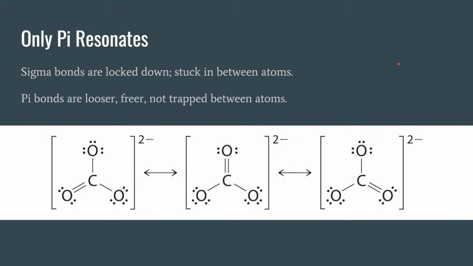So that is the first of our two sets of lectures. Just this really simple fact that pi bonds resonate, only pi bonds resonate, and all resonance is pi.